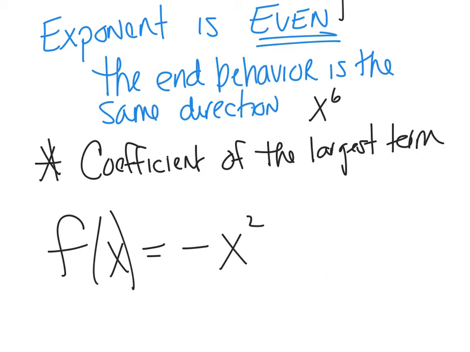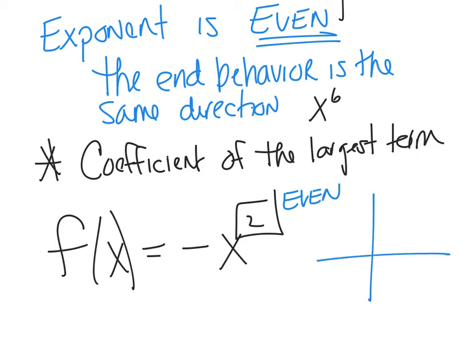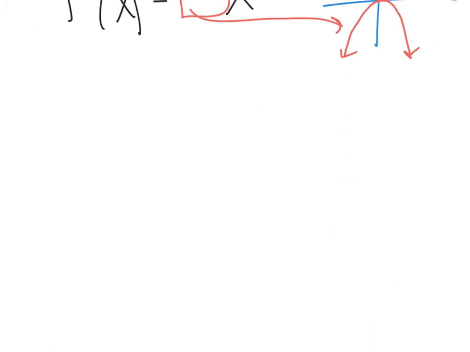Okay, so again, it's even, so let's box that in. It's even, so we know they're in the same direction. But negative x squared is the frowning or upside down parabola. And because the coefficient is negative, the end behavior is pointing down. Okay, so I hope you can make that connection. Let's talk about an odd degree.